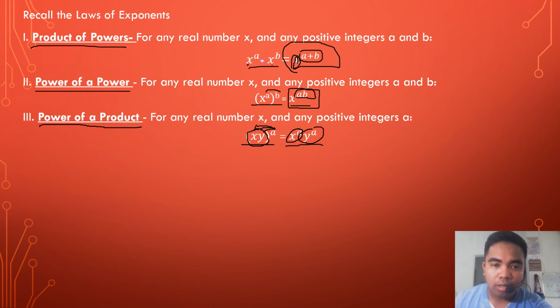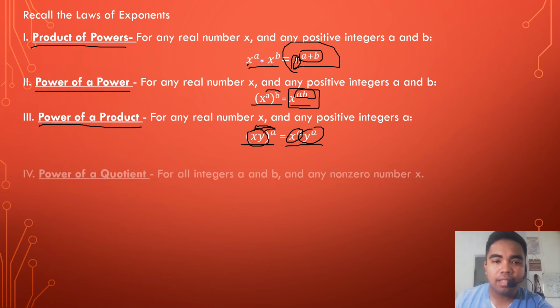So, kung meron tayong tatlong variable dyan, i-distribute natin yung exponent sa labas sa tatlong variable. Kung meron namang coefficient, i-distribute natin ang exponent sa labas sa ating coefficient. And after that, you're going to simplify and then you have your answer. That is power of a product.